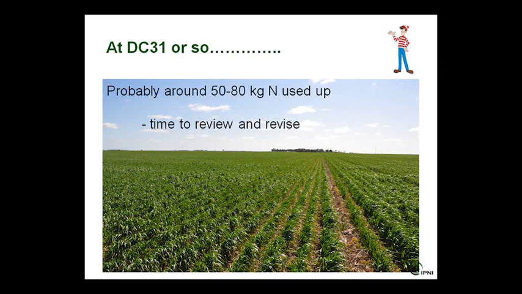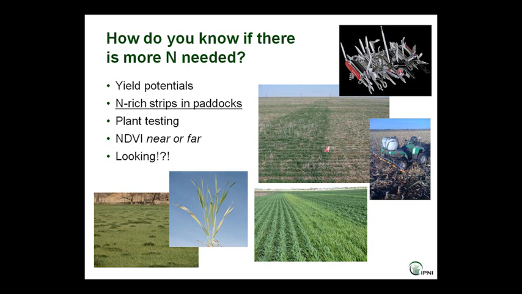And so at DC30 or so, in this crop there's probably 30 to 50 kilograms. Its nitrogen demand has probably been met already by the nitrogen in the soil and maybe some mineralisation. And it's now time to review and revise our nitrogen budget. And how do we know where we are in that nitrogen budget? Well, there's a few tools you might like to think about.